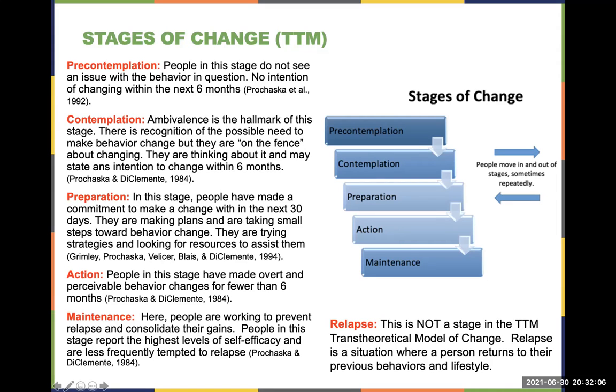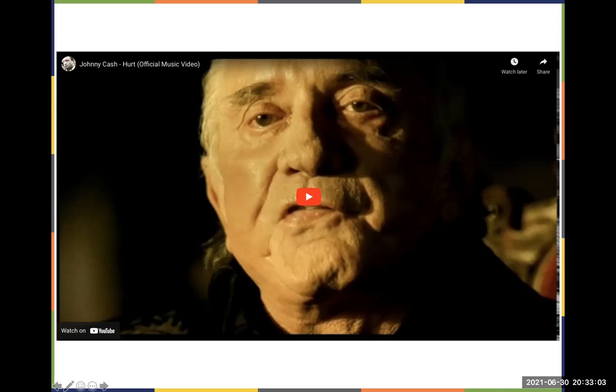All right, so any questions on getting back to the group exercise we're going to do? Any questions on that? All right, so pull out a piece of paper, jot down what you think, and let's go to the first video. Oh, first let me pause for a second. All right, so here is the first song.